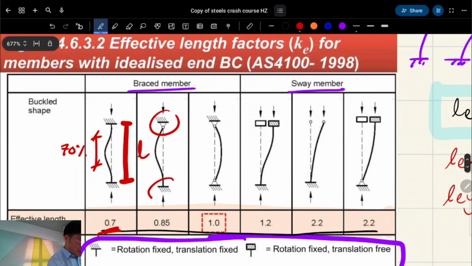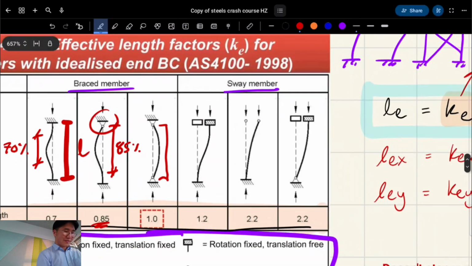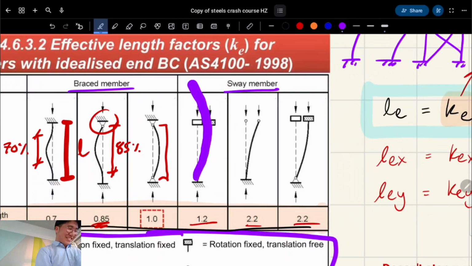Pinned at the top and rigid at the bottom. 85% of that is C shaped. There's 100% of it is C shaped essentially, right? So here the L is equal to your effective length as well. Okay, what about the sway members? These ones are bigger. So how much of this is your C shape? The C shape goes off the page. Do you see how that happens?